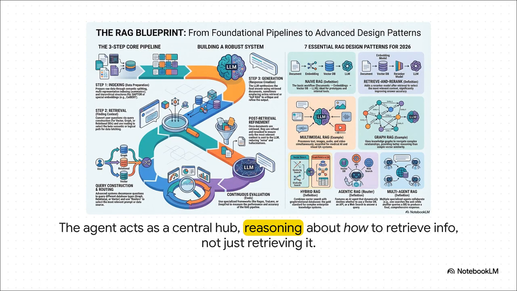The agent is literally the central hub. It's not just retrieving anymore, it's reasoning about how to retrieve. So if a user just says, hello, it can decide not to query any tool at all. But if they ask about Q3 earnings, it knows to hit the SQL database. This is true intelligence in action.